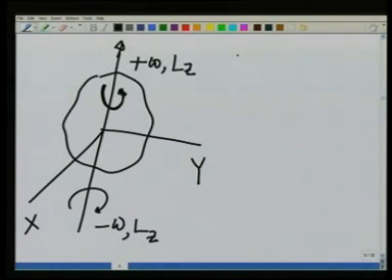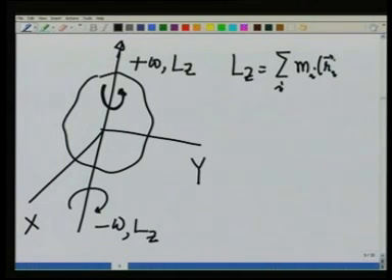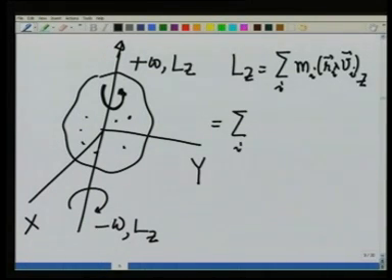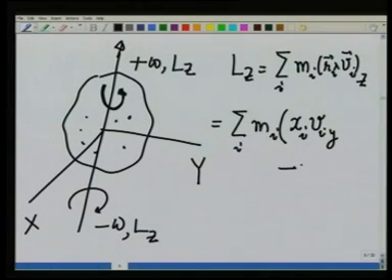So, let us calculate L by definition. Lz is going to be summation over i of m_i (r_i cross v_i) z component, which is going to be equal to summation over i, where i really refers to different points, different masses on this body, m_i (x_i v_iy minus y_i v_ix), by definition of the angular momentum.